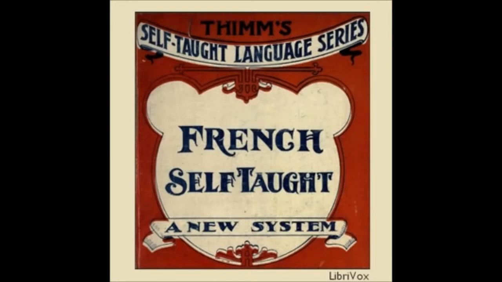Indicative mood. Present, simple tenses, absolute. I receive. Je reçois, tu reçois, il reçoit, nous recevons, vous recevez, ils reçoivent. Compound tenses antérieurs. I have received. J'ai reçu, tu as reçu, il a reçu, nous avons reçu, vous avez reçu, ils ont reçu.